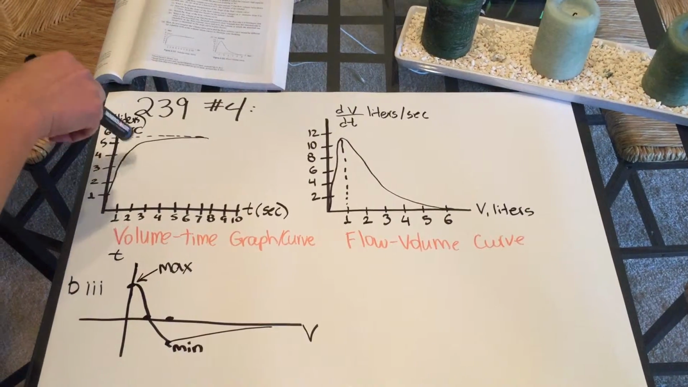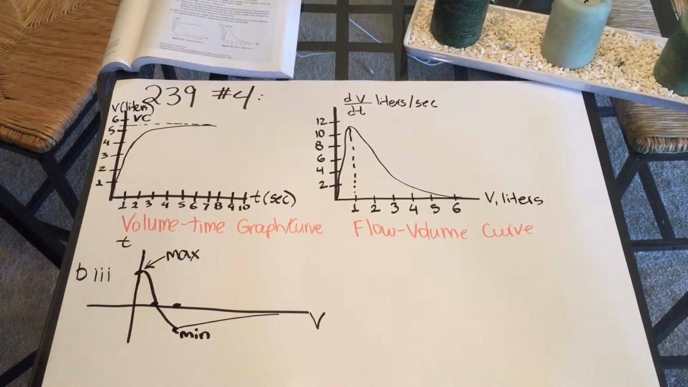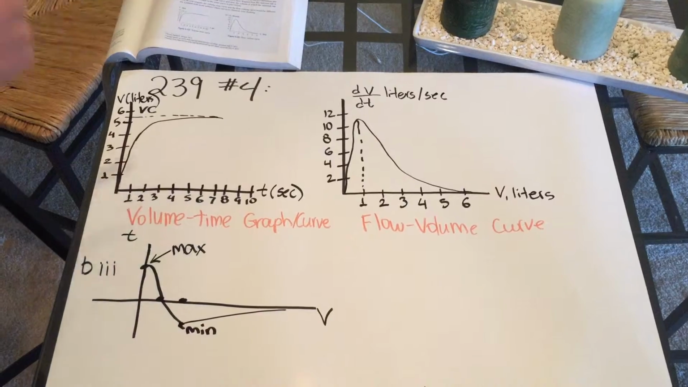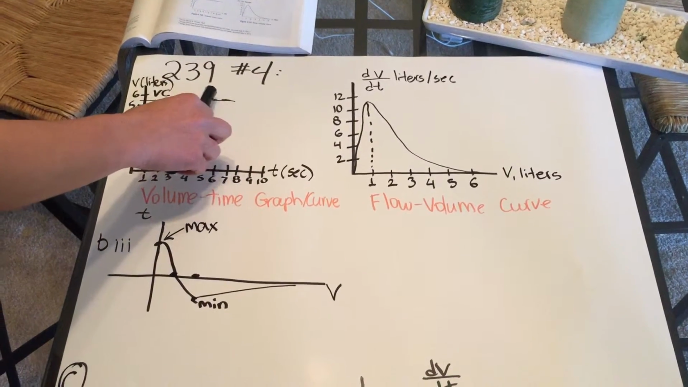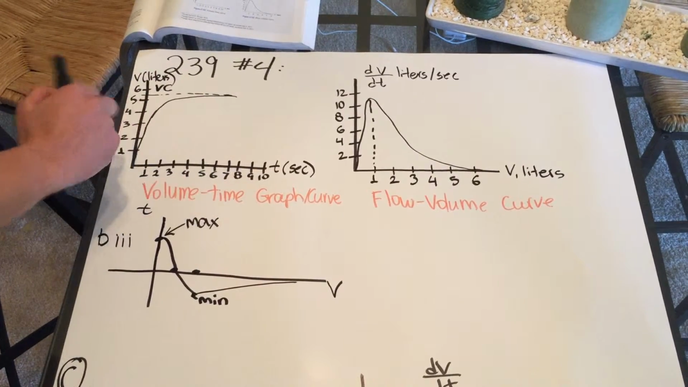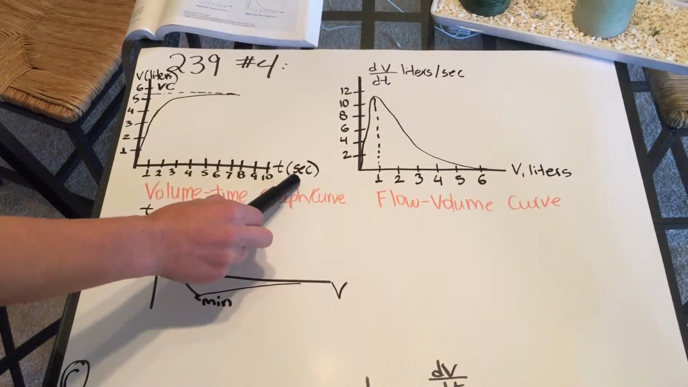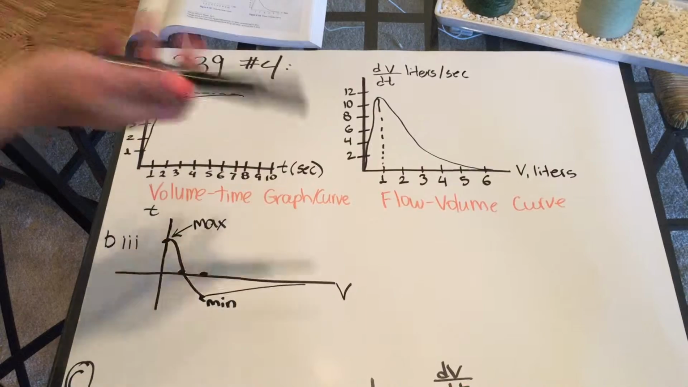Okay, the first question is asking us about the physical interpretation. We say the slope of the volume-time curve is the flow rate at time t. So we have liters over second. The flow rate is liters per second.